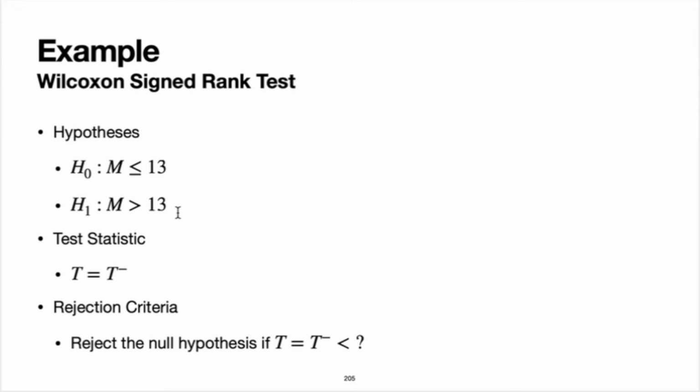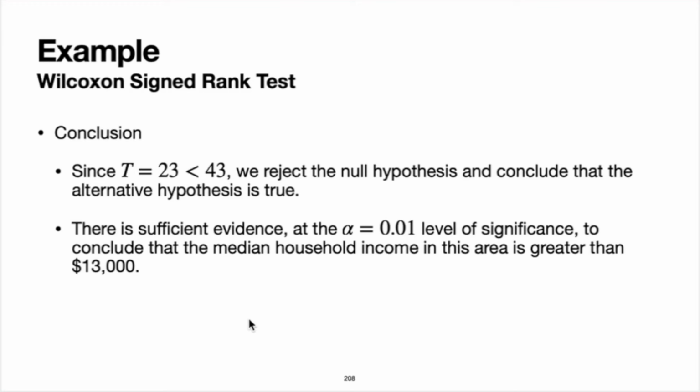So the rejection criterion is to reject the null hypothesis if the test statistic T minus is less than 43. We saw previously that we calculated both T minus and T plus. T minus was 23, T plus was 187. Since the test statistic is equal to 23, which is less than 43, we reject the null hypothesis and conclude that the alternative hypothesis is true. So in this case, there is sufficient evidence at the 0.01 level of significance to conclude that the median household income in this area is greater than $13,000.